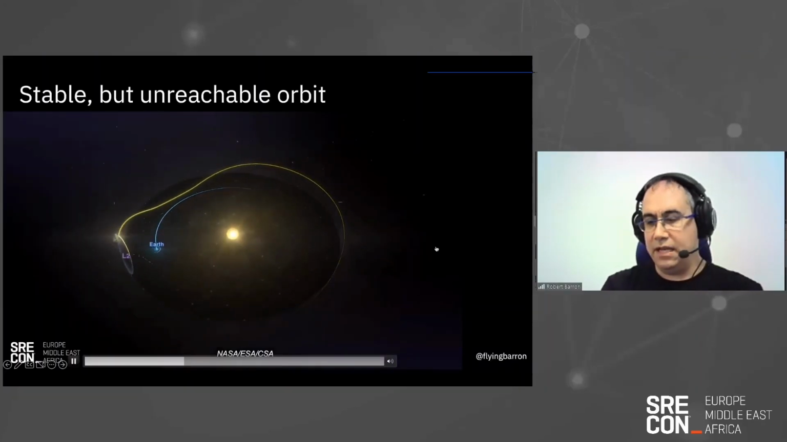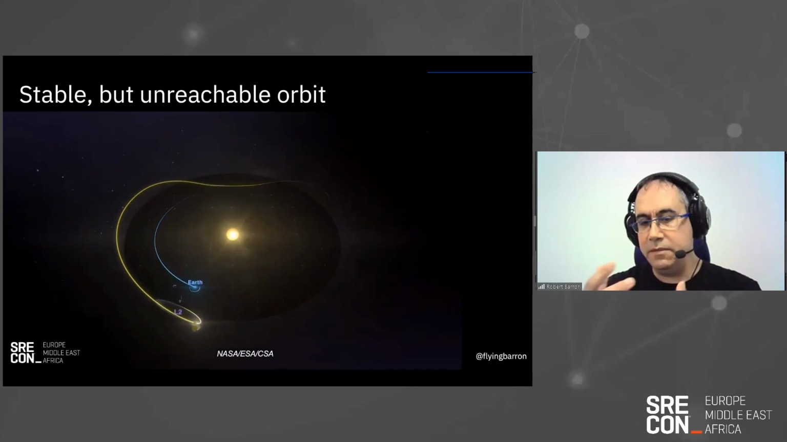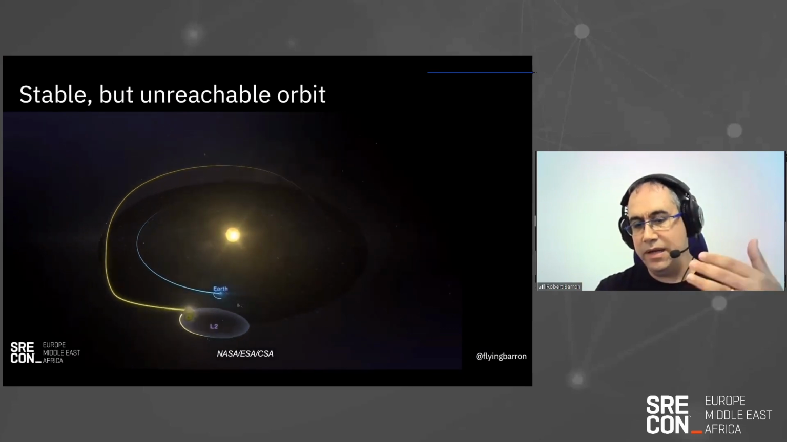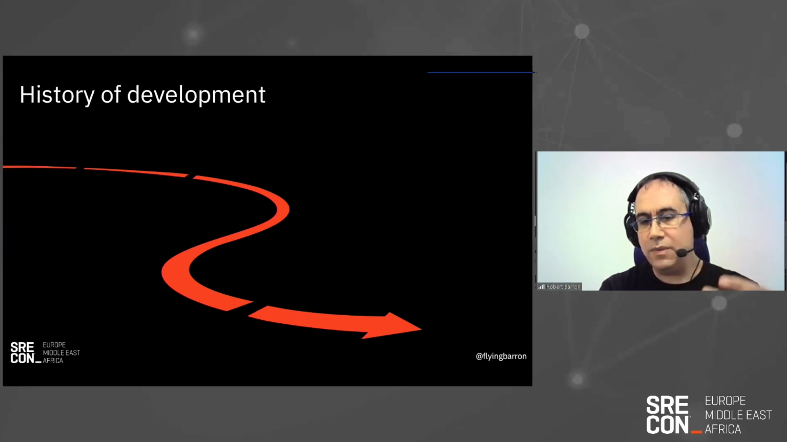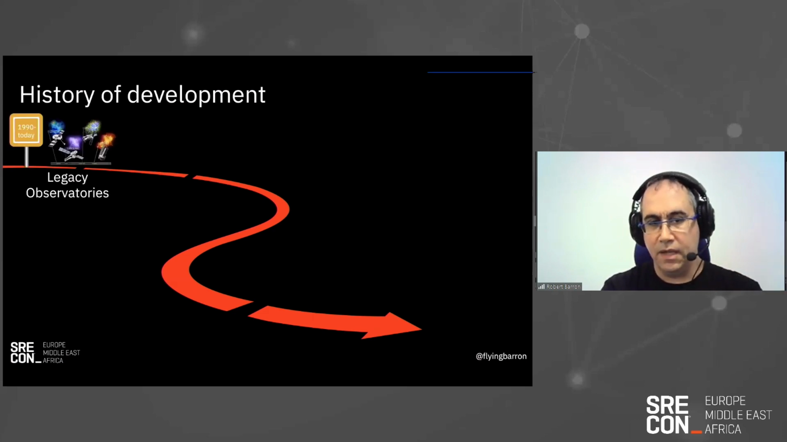Now that we've seen that we've deployed something so complicated with so many moving parts, somewhere so remote and distant, how did we get here? How did we get to the position where we had to do something so complicated? And the history of Webb is a very, very long history. It starts off with the legacy observatories that it came to replace: Hubble, Spitzer, Chandra, various other space telescopes, where NASA decided we needed something newer to replace them.